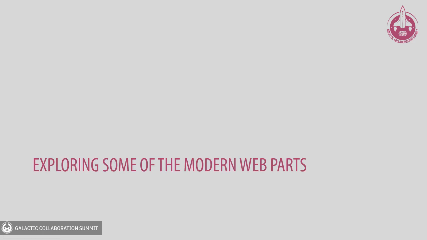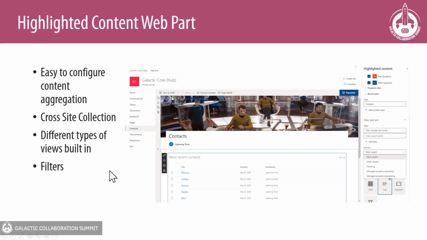And so one of the modern web parts that we've got is known as the highlighted content web part. Again, if you're coming from a classic SharePoint experience, you may be familiar with things like the content query web part or the content by search web part, and how they involved quite a bit of time and effort to make them look nice, but also to be able to aggregate across different sites and different site collections. And of course, with this hub and associated site experience where there are all different site collections, it's quite important that we have this ability to aggregate across different site collections.